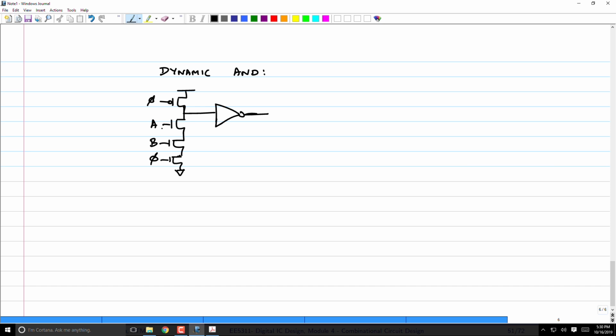Why is that? Because now if A and B are monotone increasing, output Y1 will be monotone decreasing, but then the output Y here will again be monotone increasing, which is what is going to go to the next dynamic gate. Right? So this is basically called domino logic, cascading a static CMOS inverter with a dynamic gate is called domino logic. You will see why.